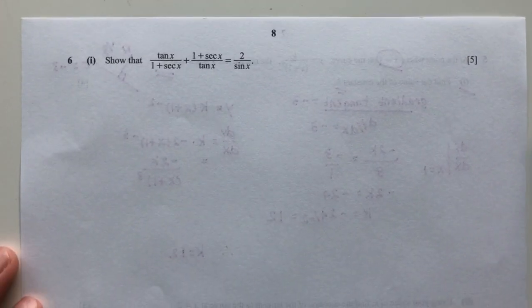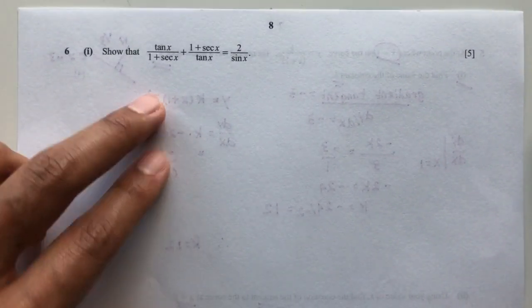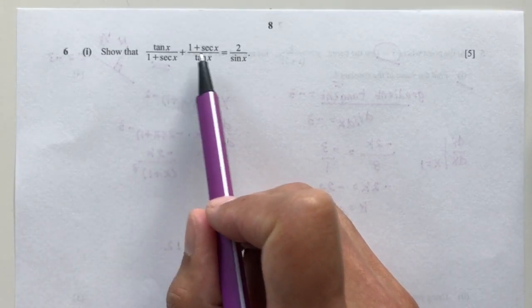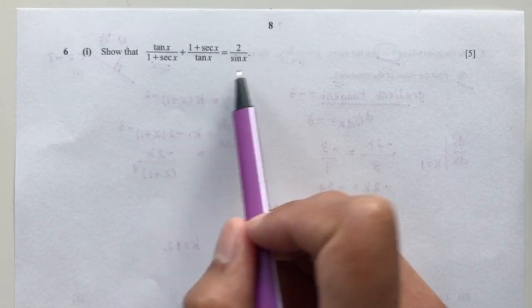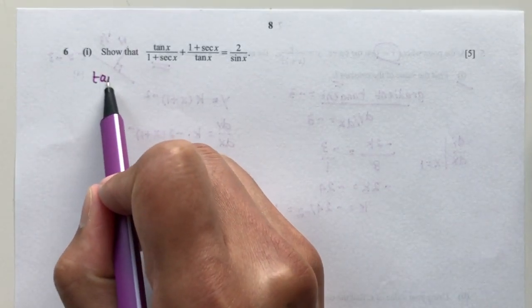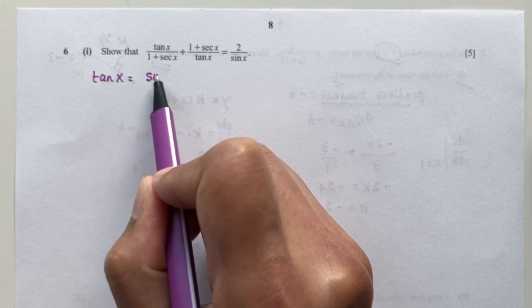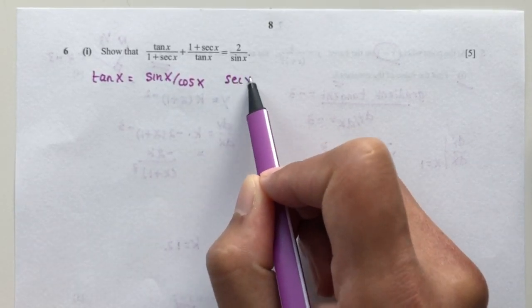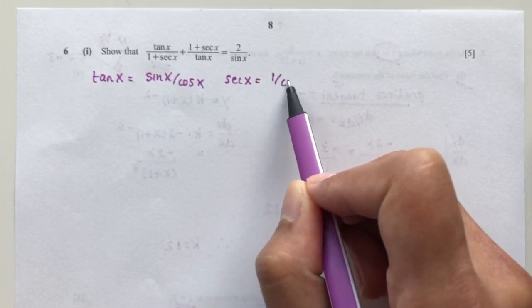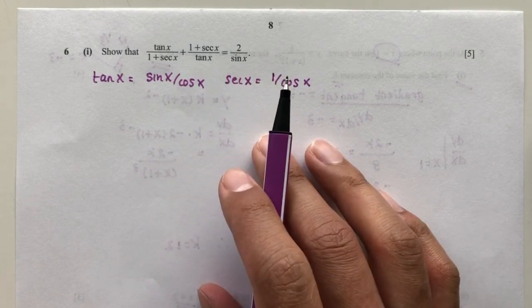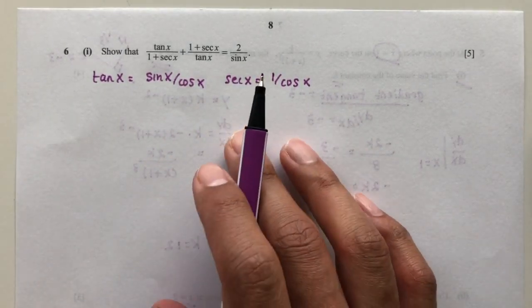Now let's move on to question number 6. We have to show that tan x over 1 plus sec x plus 1 plus sec x over tan x equal to this one. By definition, you guys must know that tan x is equal to sin x over cos x, and sec x is equal to 1 over cos x. But for now, we can just write this down as a note. We don't need to do anything for this right now.